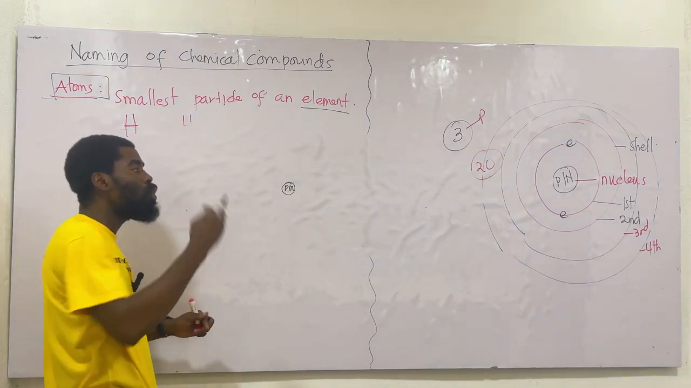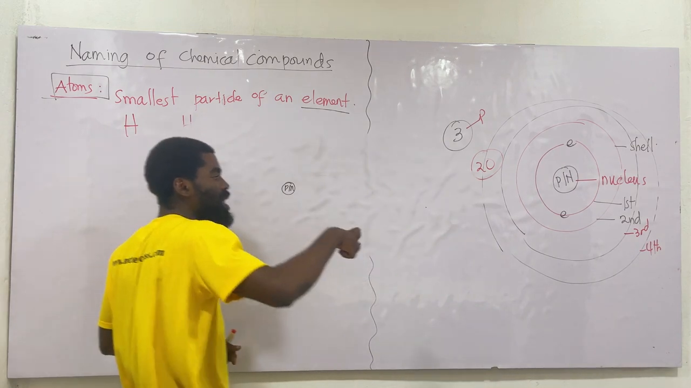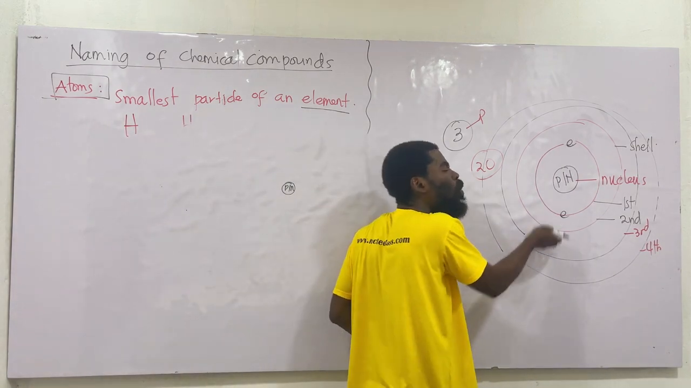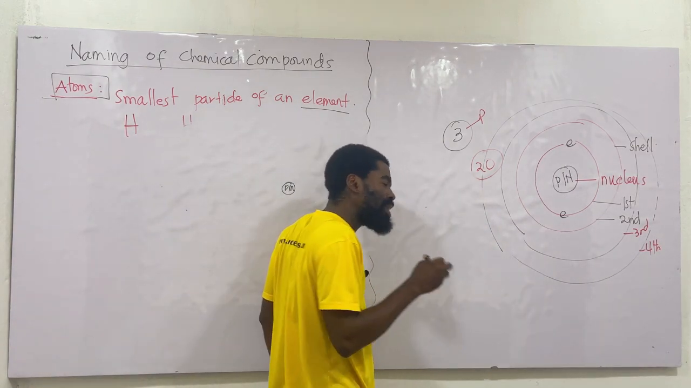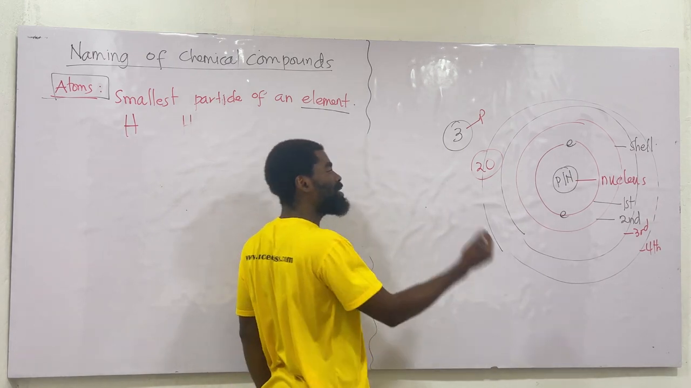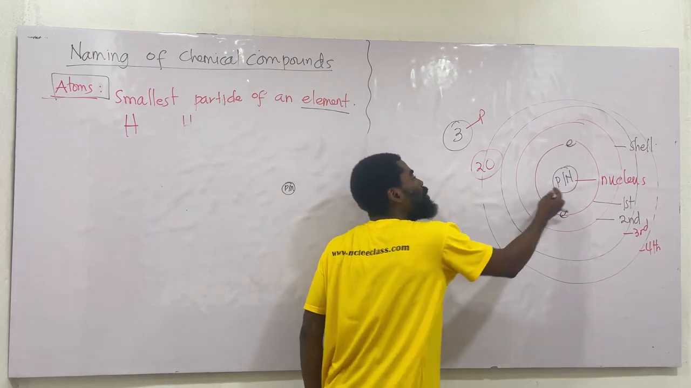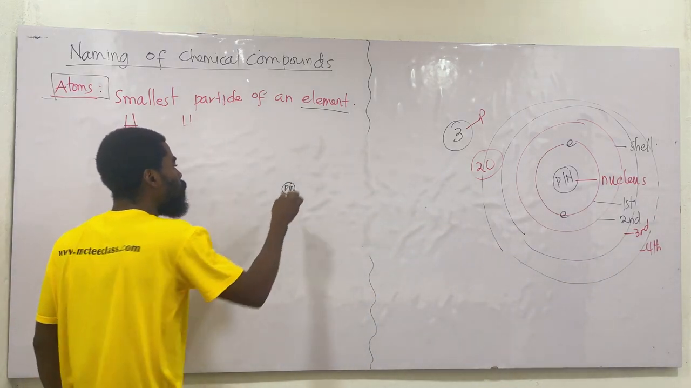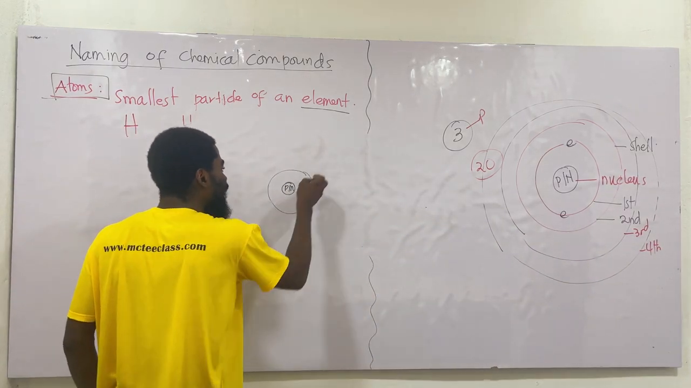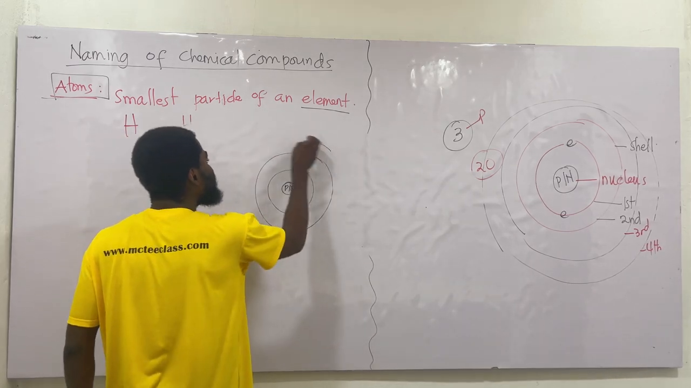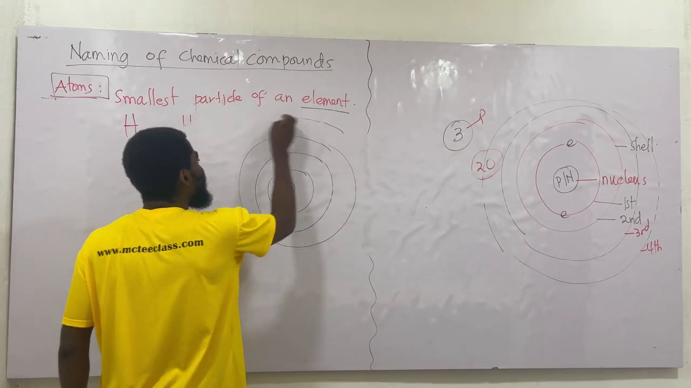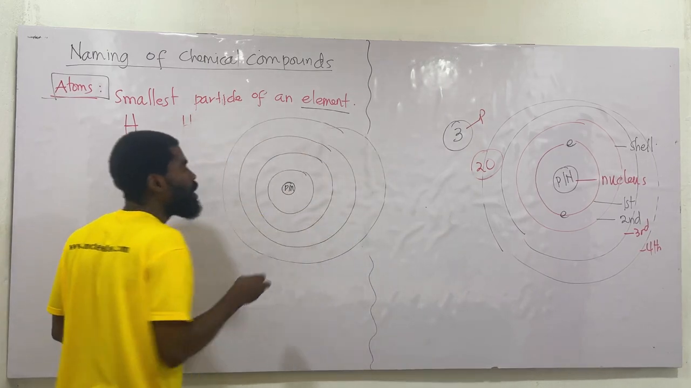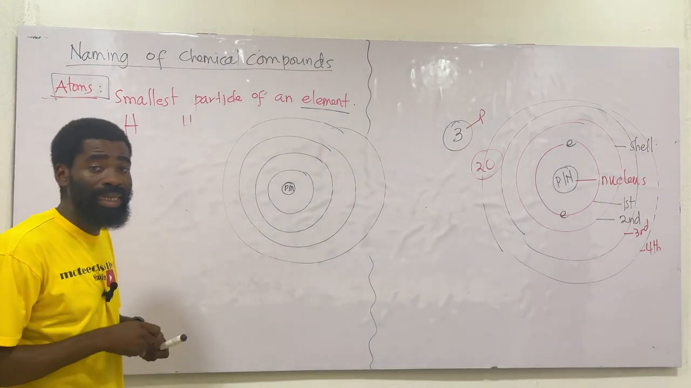I hope you get the point. You arrange them based on the particular number of electrons that goes into a particular shell. What I've just said means that every shell has the maximum number of electrons it can take.